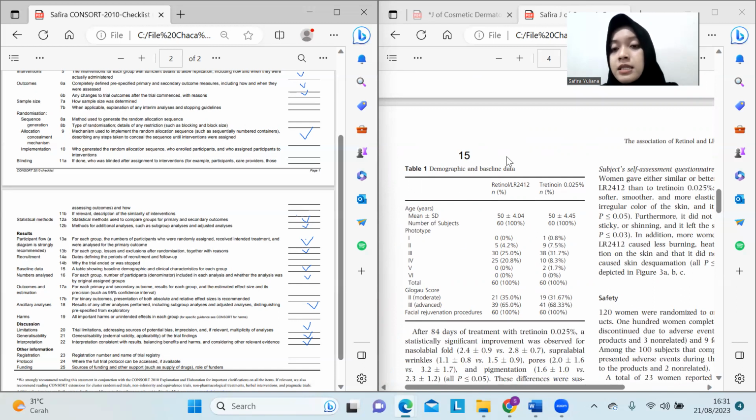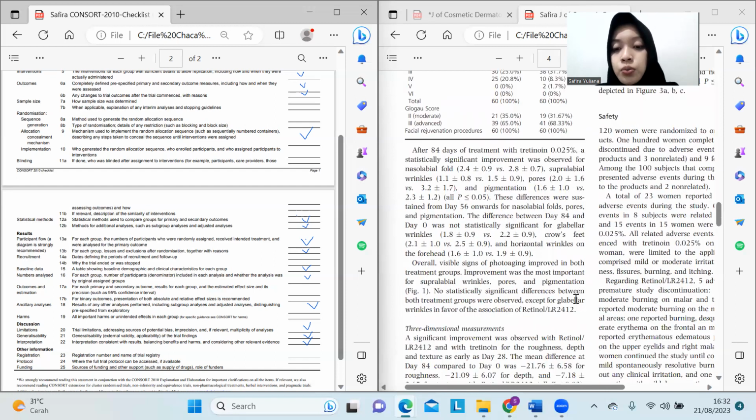The table contains retinol and tretinoin. And this is the classification about age, mean, number of subjects, phototype 1, 2, 3, 4, 5, 6 and the total, and the glogau score. Glogau score 1 is moderate, Glogau score 3 is advanced, and the last is facial rejuvenation procedure.